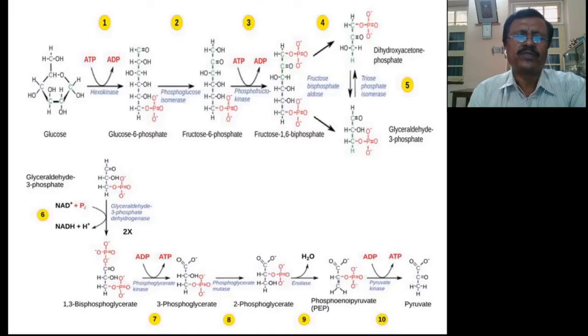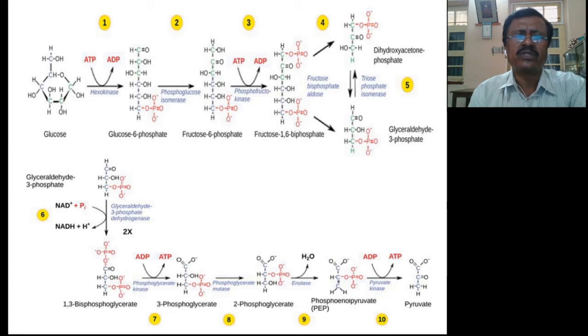Hello everyone. In my earlier video, I mentioned that glycolysis is a catabolic pathway in which glucose breaks down into pyruvate. Glycolysis involves 10 reactions catalyzed by enzymes, and all these reactions occur in the cytosol. Glycolysis occurs in two stages.